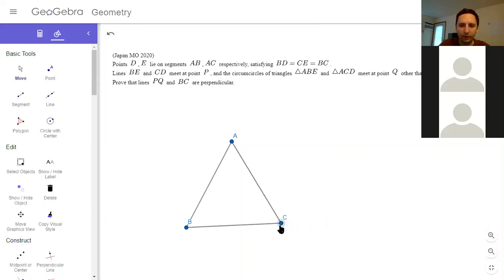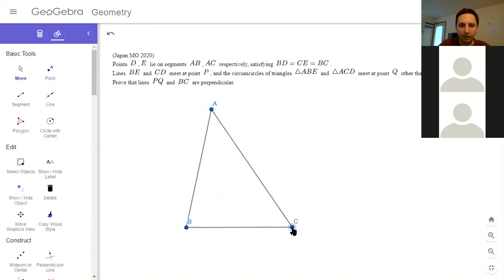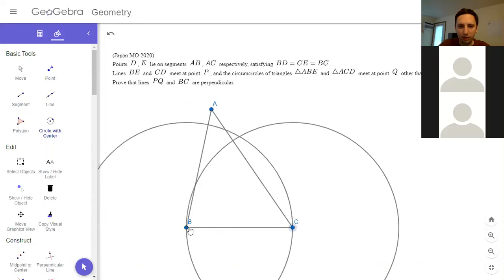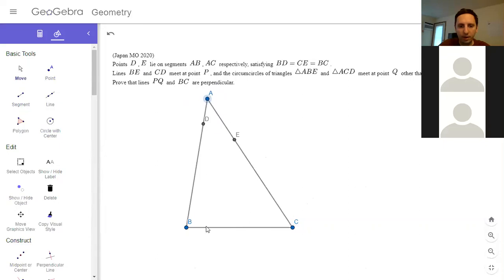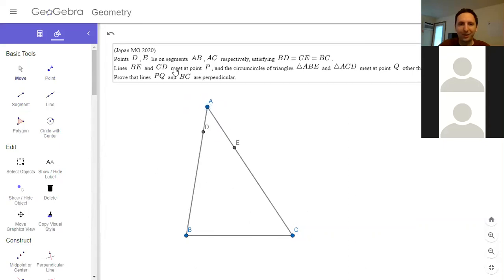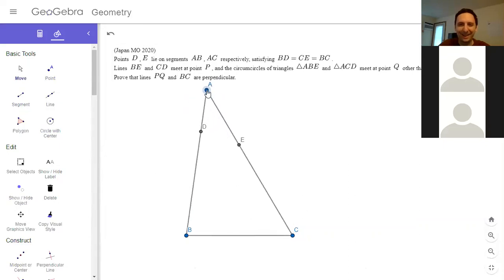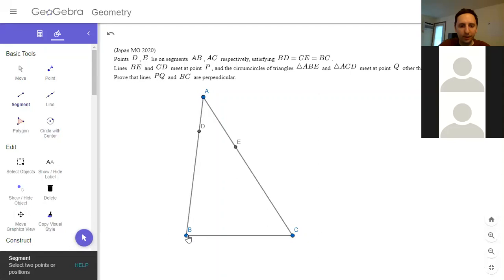Okay, I think we'll want a tall triangle. So something like this. And then, so this is point D and that's point E. And then, I see you put a thumbs up, Rodrigo. Thanks. BE and CD meet at point P.